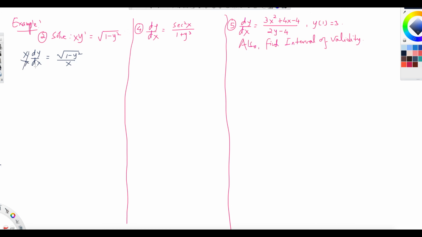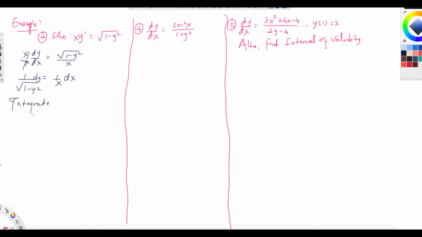So there is dy over dx equals root under 1 minus y squared over x, right? Now we want to separate y on one side and x on the other side. How do you write that? You can write 1 over root under 1 minus y squared dy equals 1 over x dx, right? Now we integrate.